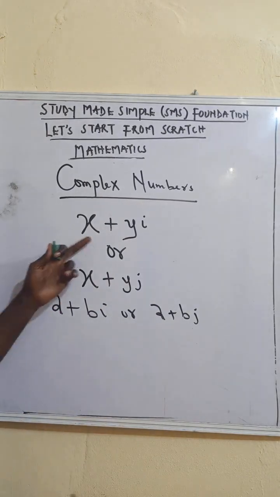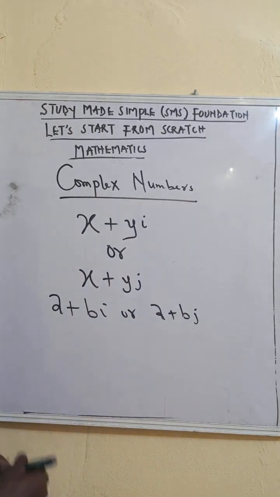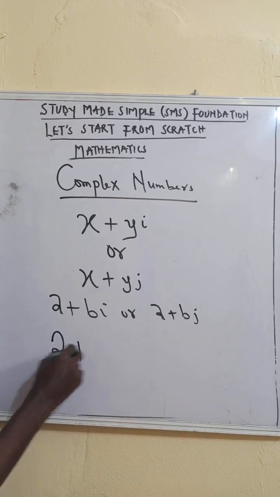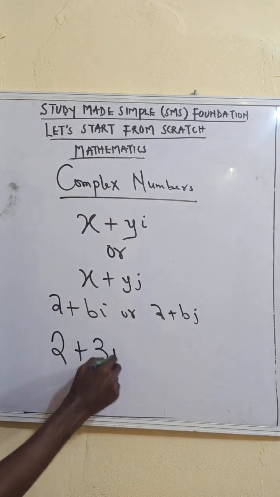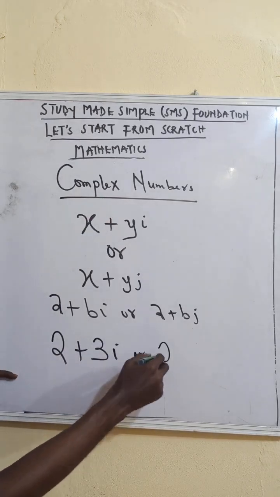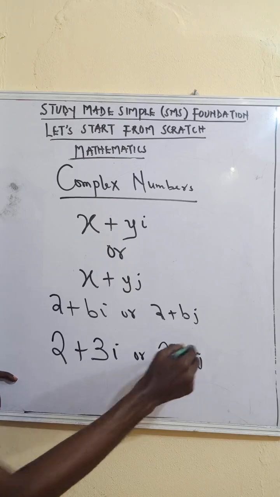Of course, x can be any real number, like, for example, 2, and y can also be any real number, like 3. But i is a constant. I can also write it as 2 plus 3j.